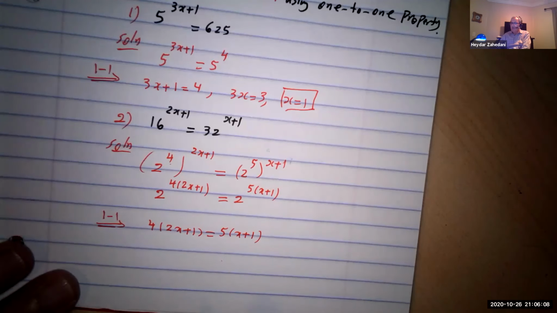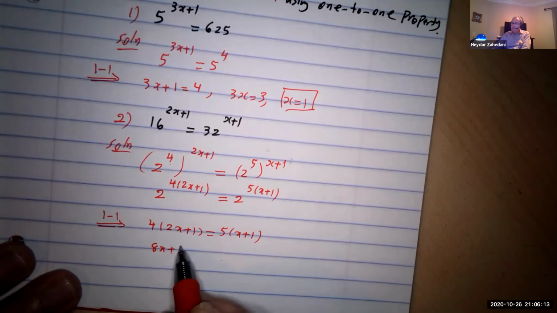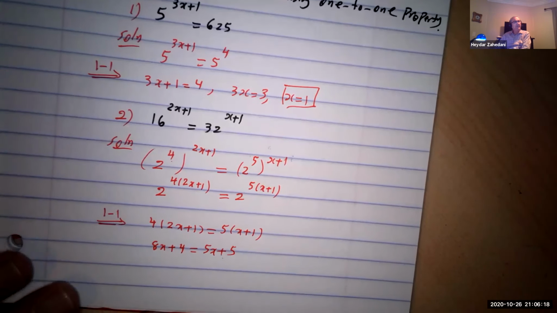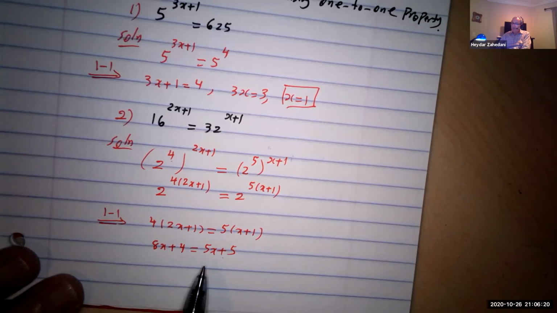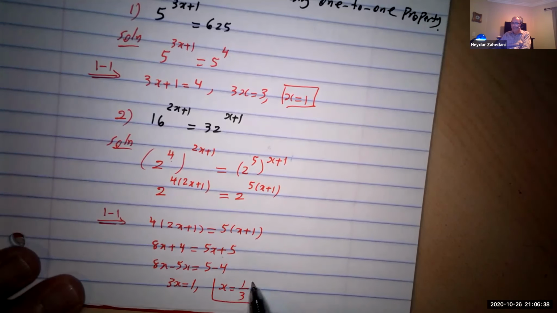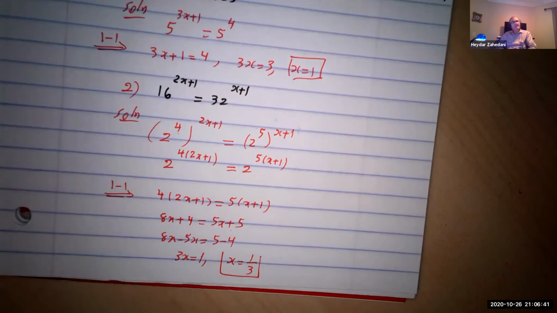Okay, now you know how to solve this equation. You distribute it. It's going to be 8x plus 4, and this is going to be 5x plus 5. And we solve for x. So it's going to be what? 8x minus 5x, and that gives you 5 minus 4. So that gives us 3x equal to 1, and then x would be 1/3. You see? So that gives you the final answer.